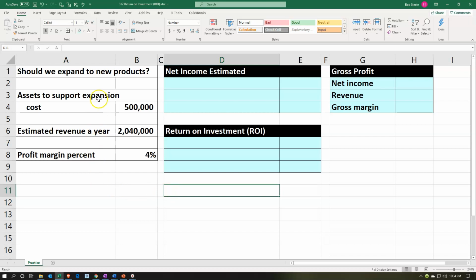We got, should we expand to a new product? That's going to be our question. If we do so, the assets to support the expansion costs are going to be $500,000. So we're going to say, okay, it's going to cost us $500,000 up front. That's the initial cost. The estimated revenue is going to be $2,040,000, and then the profit margin is going to be 4%. And we're going to say that's annually.